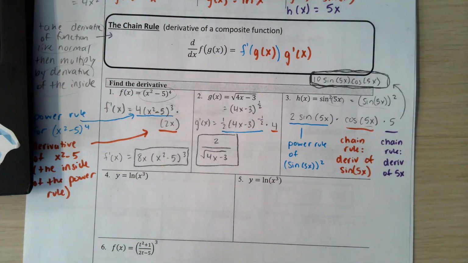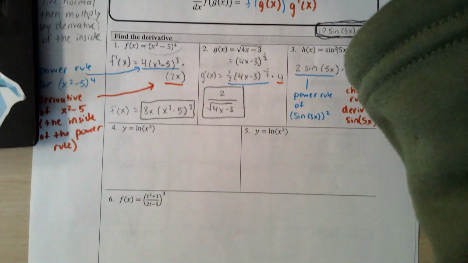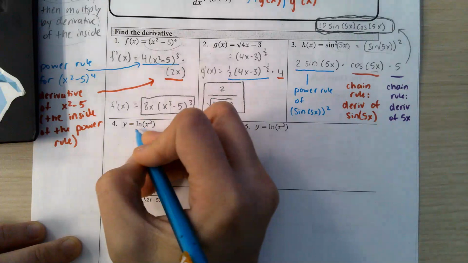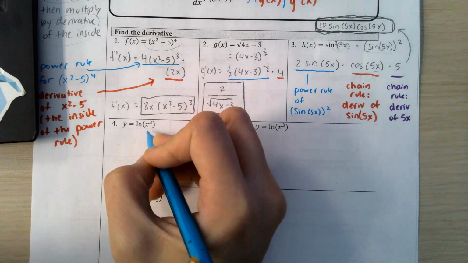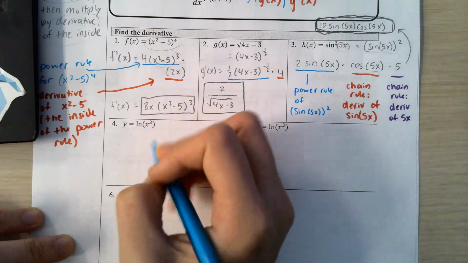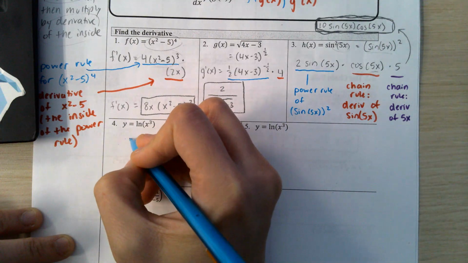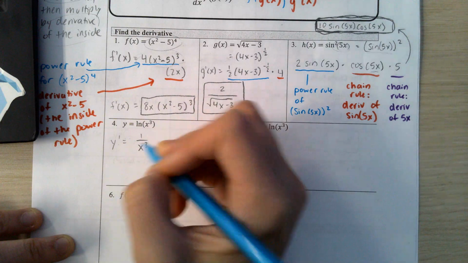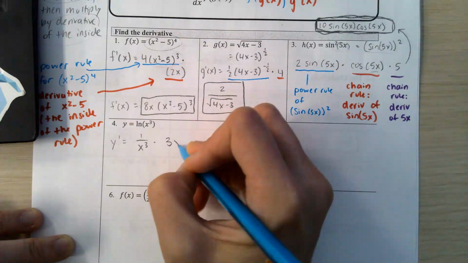Okay, and then for 4 and 5, we can do chain rule again. So they're meant to be the same. They're just showing you two different ways of doing it. So we're going to have, if you remember that the derivative of ln of x is 1 over x, we have y prime equals 1 over x cubed times 3x squared.